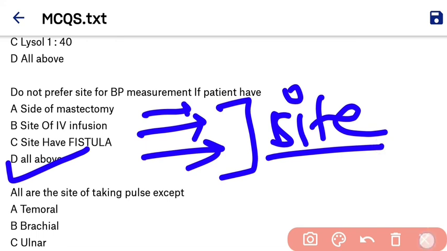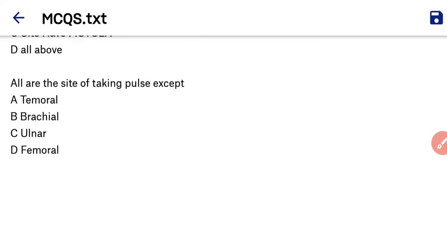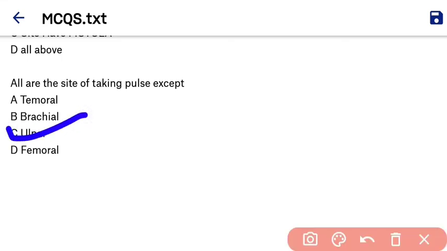Okay. Then the last question. All are sites for taking the pulse except. So here our right answer is ulnar, which is not a site for taking a pulse. Okay. The sites for taking a pulse are temporal, brachial, femoral, apical, dorsalis pedis, and popliteal. But ulnar is not a site for taking the pulse.